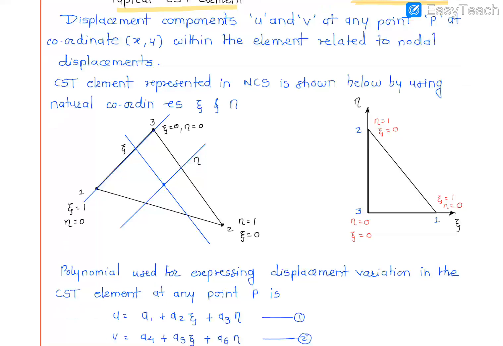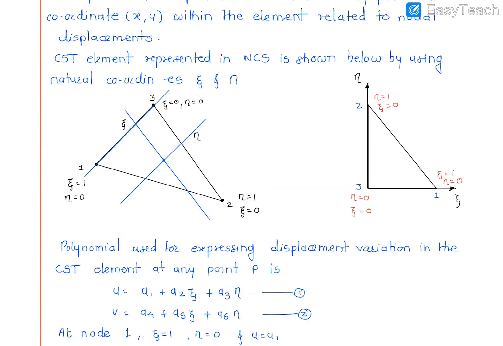Now if you see the natural coordinate system, at node 1 we will have zeta equal to 1 and neta equal to 0. At node 2 we will have neta equal to 1 and zeta equal to 0, and at node 3 both zeta as well as neta will be 0. It is represented with this figure also. You can have this zeta axis, neta axis, and nodes 1, 2 and 3. Here at 3 both of them are 0, whereas at node 1 zeta is equal to 1 and neta is equal to 0, and at node 2 neta is equal to 1 and zeta is equal to 0.